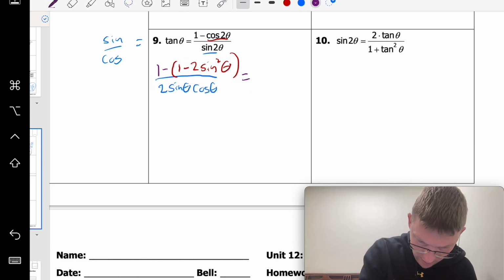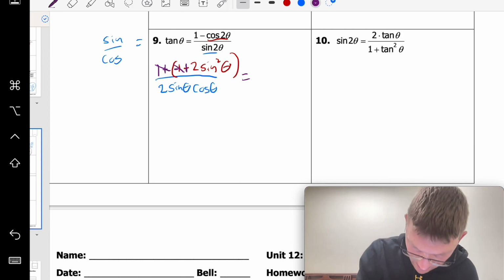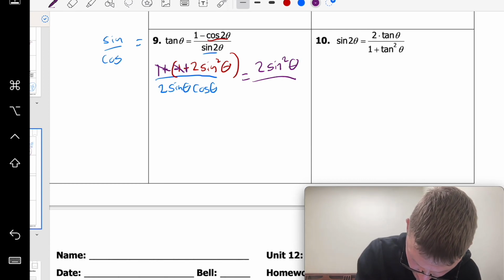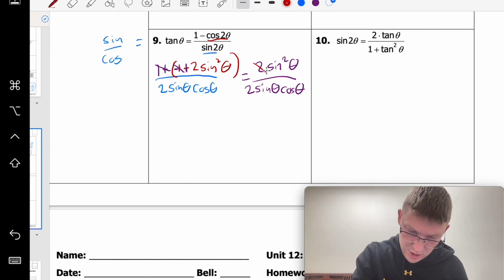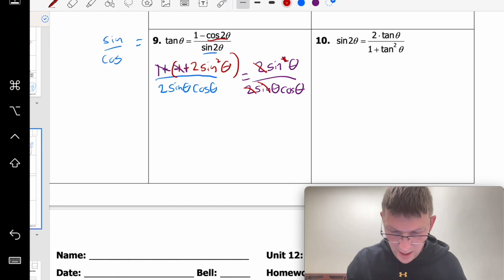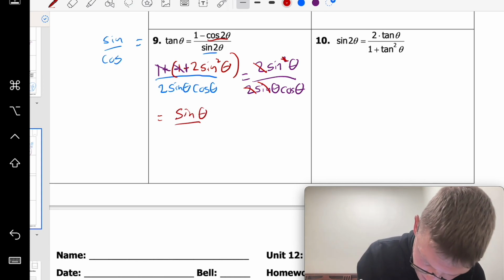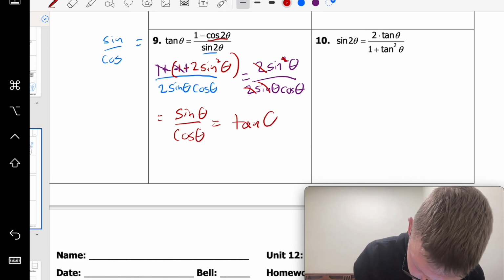So when we simplify all of that, we're going to distribute this negative sign to everything. And then our 1s cancel out. So now we have 2 sine squared of theta over 2 sine of theta cosine of theta. Now, here's the fun part. So our 2's cancel out. One of the sines cancel out. And now what do we have left over? We have sine of theta over cosine of theta, which equals tangent of theta.